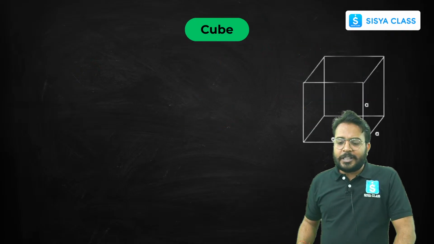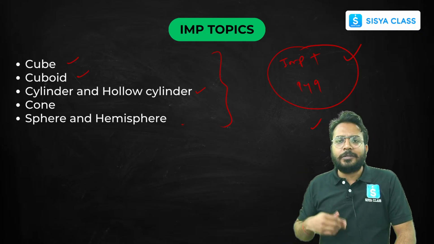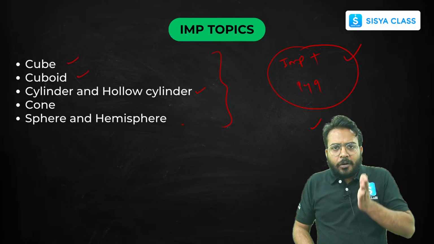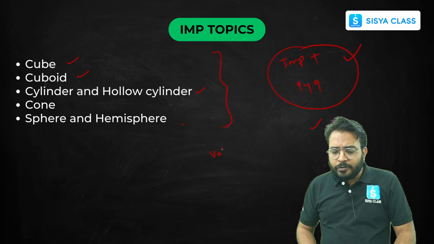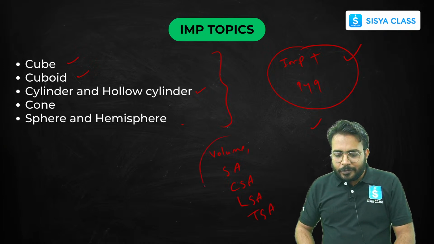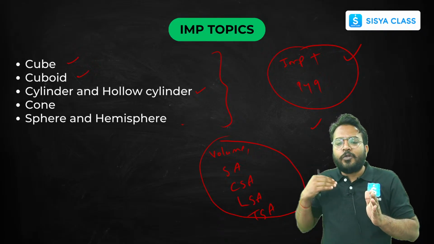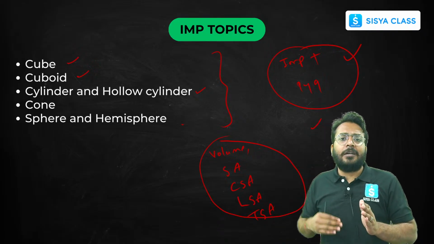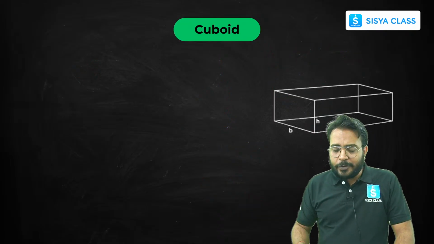So the first thing, cube. Basically, how do questions used to be asked here? Out of these shapes, they are going to ask some questions based on their volumes, surface area, curved surface area, lateral surface area, and total surface area. So a combination of these questions will be asked. So you should know how to find out the volumes, total surface area, and curved surface area for different shapes. So let us start with the cuboid.